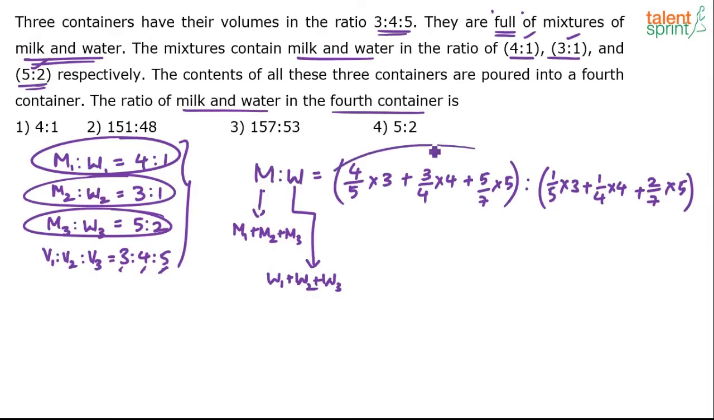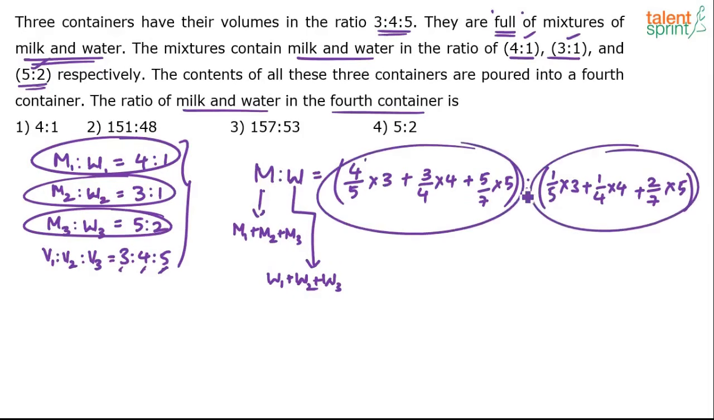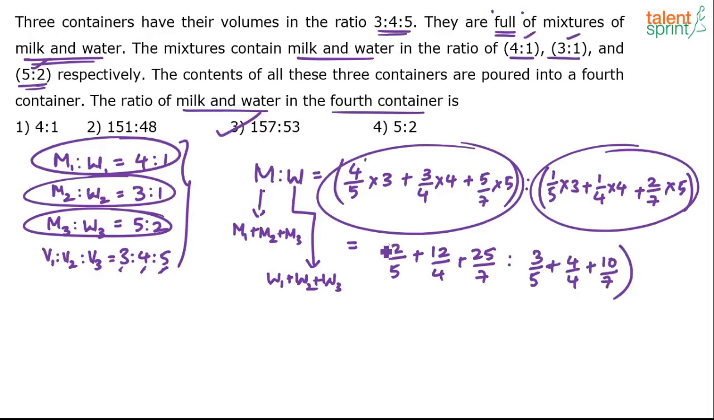Simplify. Total milk, total water. Take the ratio. Upon simplification, you will get 157:53. There's no other way out. I mean, you just have to do this calculation quickly, right? This will be like 12 by 5 plus 12 by 4 plus 25 by 7 is to 3 by 5 plus 4 by 4 plus 10 by 7. Take the LCM and get the ratio, right?